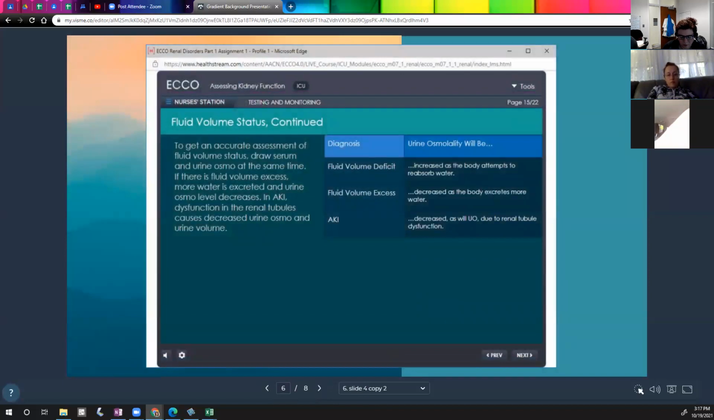So I think Judy's question was about urine osmolality. So this slide I thought was helpful in talking about increasing versus decreasing, what the body is doing in relation to fluid volume. And then AKI, because that was something that we see often and that she had asked us to cover.